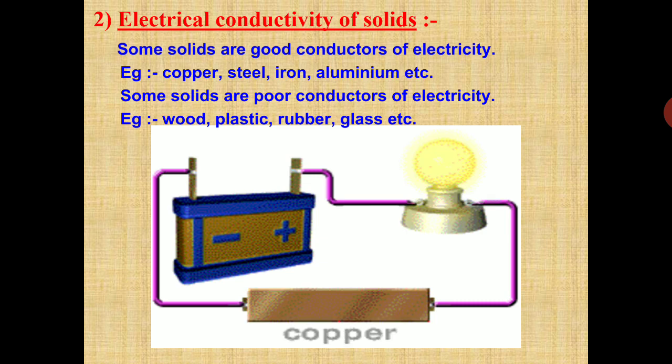Now, electrical conductivity of solids. Some solids are good conductors of electricity, especially metals like copper, steel, iron, aluminum, etc. We already discussed in the chapter on metals and non-metals that metals are generally good conductors of electricity. Some solids are poor conductors of electricity, which are actually non-metals like wood, plastic, rubber, glass, etc.